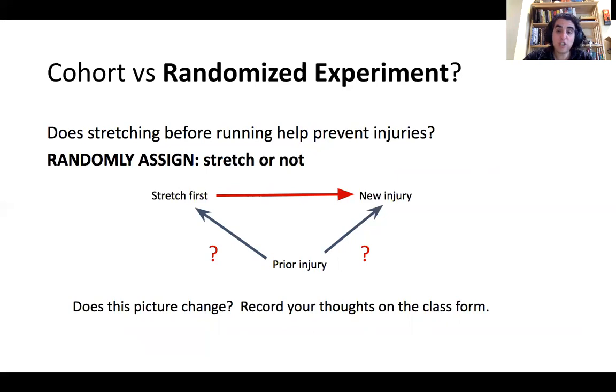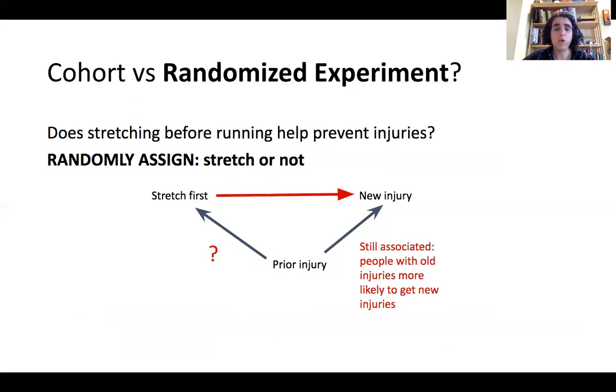And then they measured injury rates, and military groups are great because you can kind of tell them what to do. So in that case, where people are randomly being assigned to stretch or not, does this change our confounding factor picture? I want you to think about that and go record any thoughts you have on our class form.